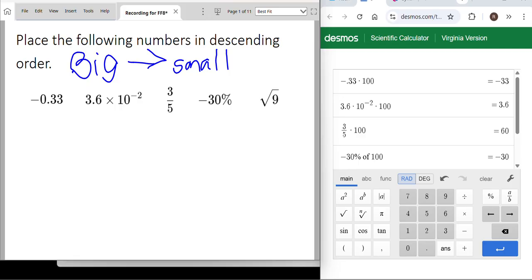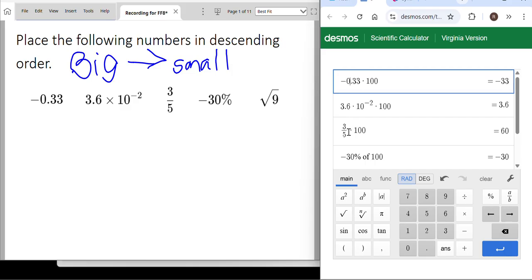If you look over at Desmos, the first one I put in was negative 0.33 times 100. You don't need that leading zero, but if you want to put it there, we can. And it makes negative 33%. So remember, that's a negative. It may be near the bottom. Then we have 3.6 times 10 to the negative 2 times 100, which gives us 3.6%.